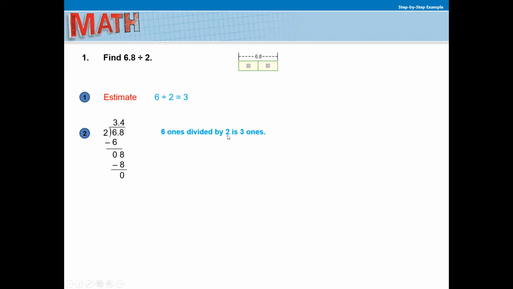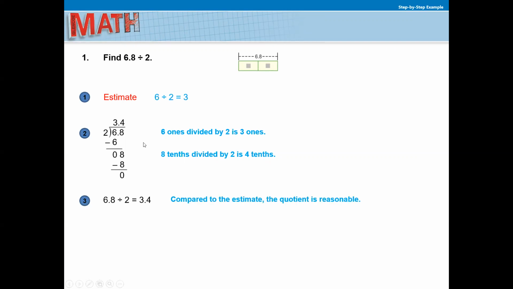6 ones divided by 2 is 3 ones. 2 goes into 6 3 times. 2 goes into 8 4 times. 6 8/10 divided by 2 equals 3 4/10. Compared to the estimate, the quotient is reasonable. We estimated 3, it came out 3 4/10. We're good. Here's another problem.